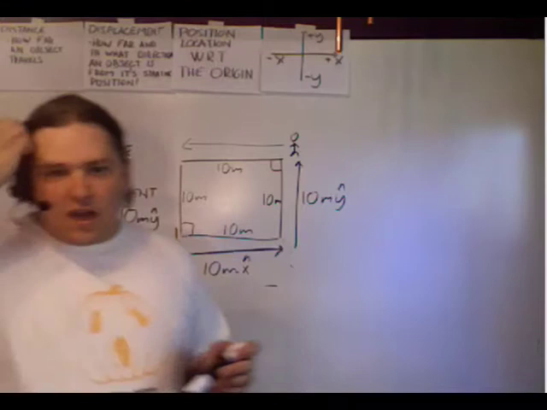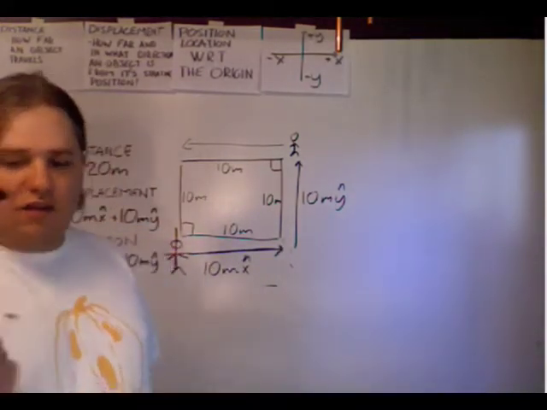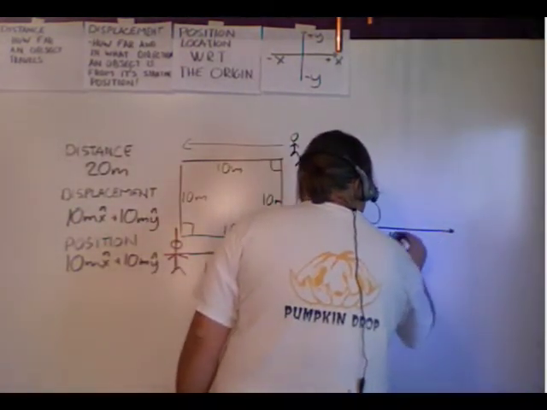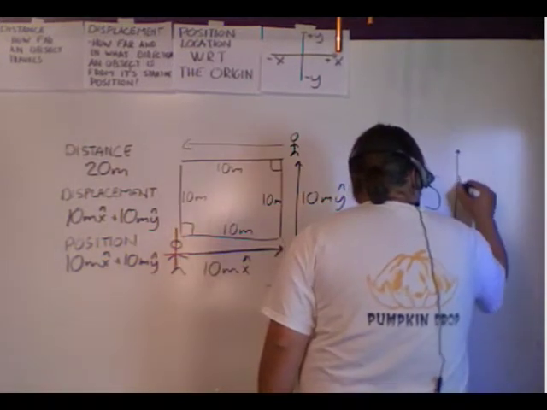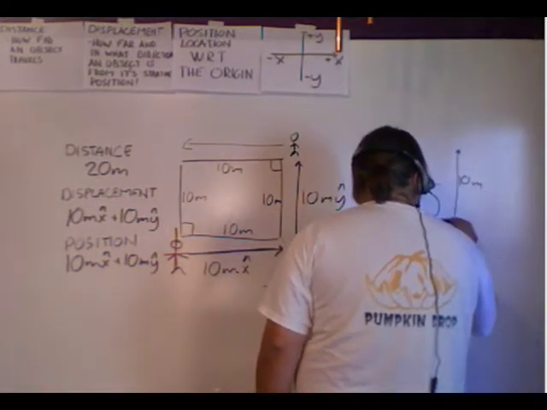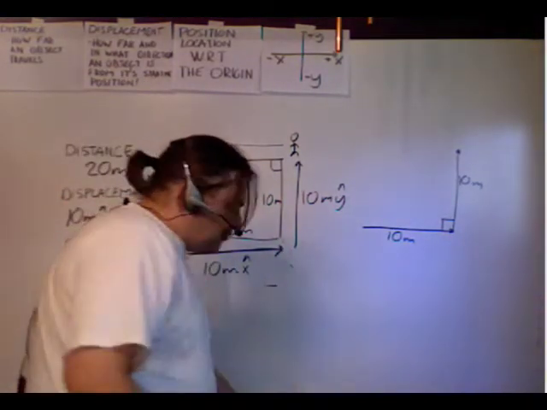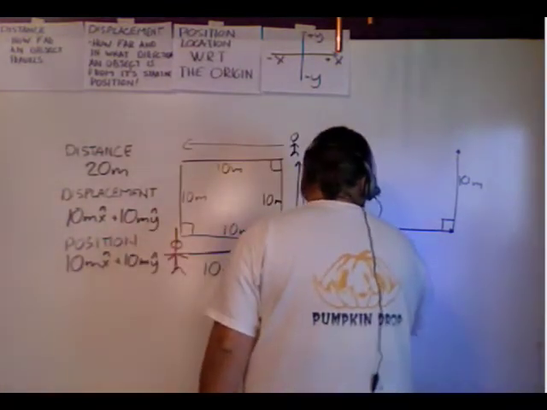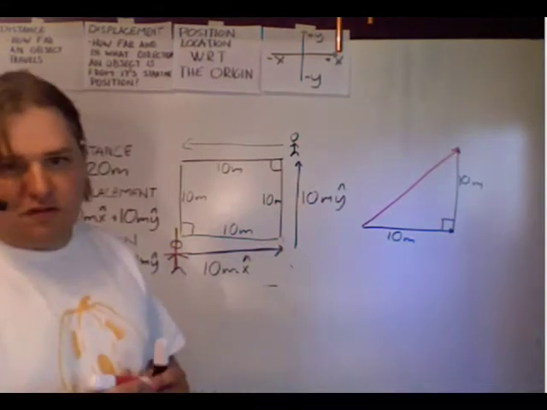So I'm not going to talk about the block itself, I'm only going to talk about the distance the person traveled. So he traveled 10 meters in the x direction, and he traveled 10 meters in the y direction. Okay? His displacement, which I'm going to express with red, is going to be from his starting position to his final position. That is his displacement.